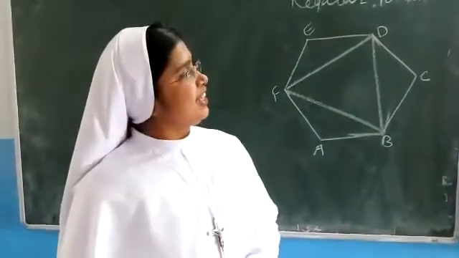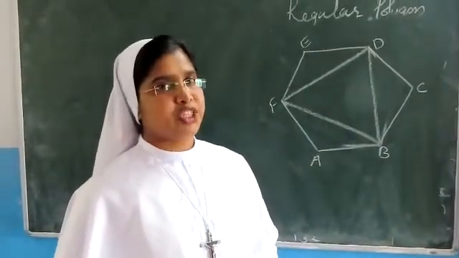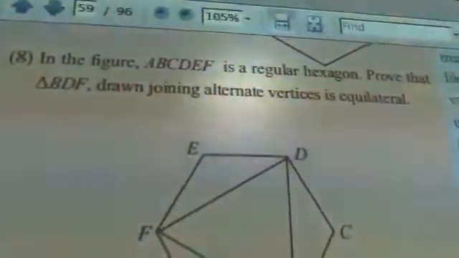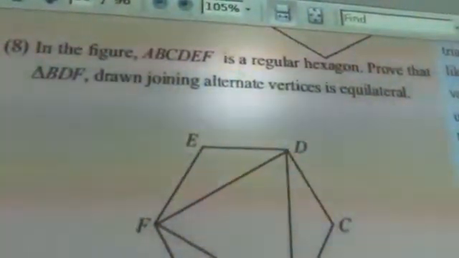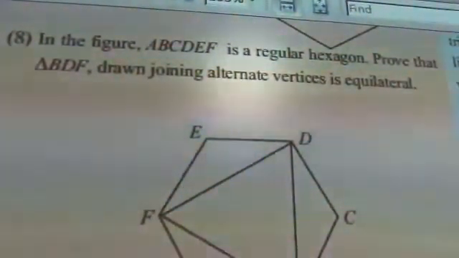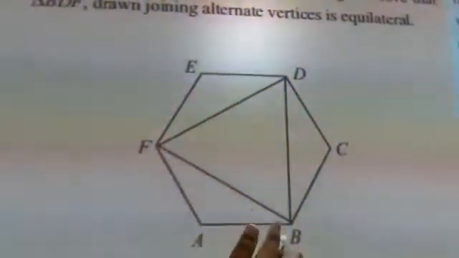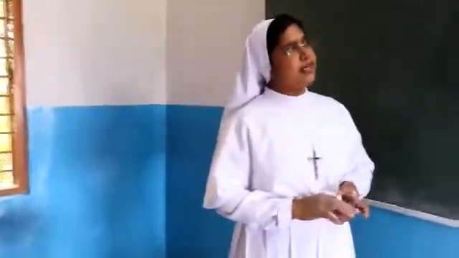Students, we are going to see the 8th problem in the textbook. Okay, you can see here. In the figure, ABCDEF is a regular hexagon. Prove that triangle BDF, drawn joining alternate vertices, is equilateral. Yes, so many things are given there.